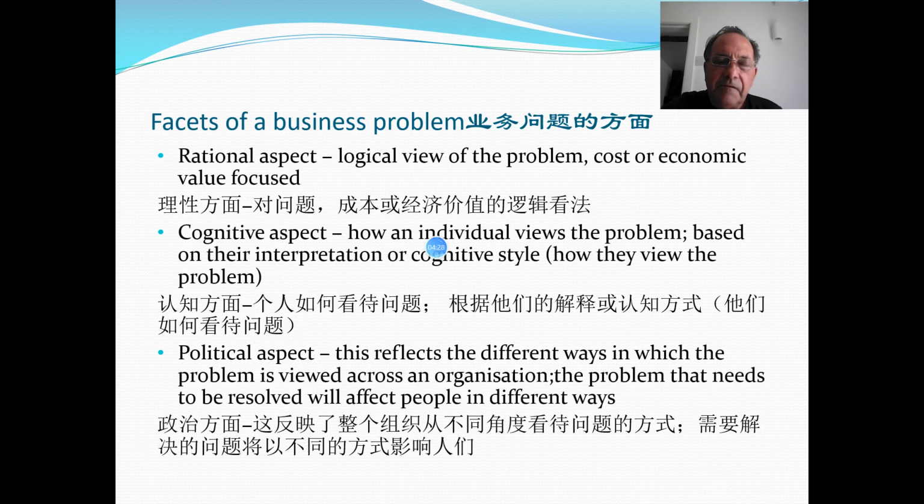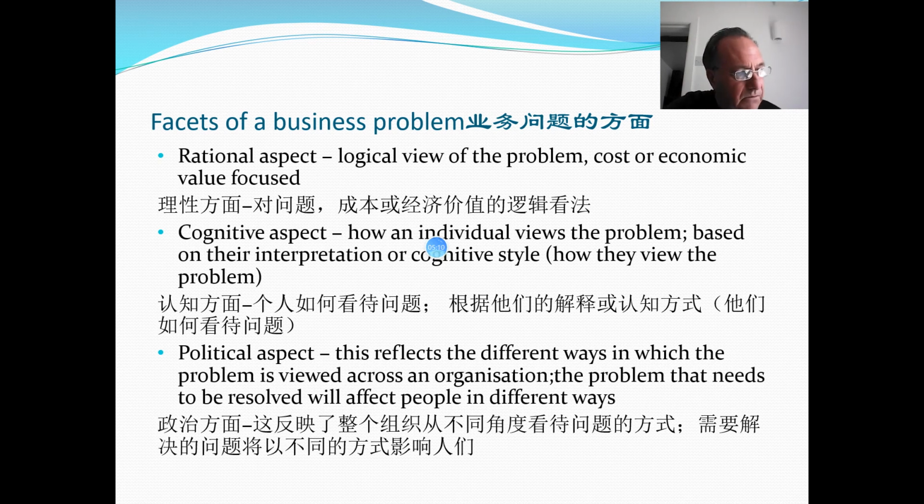So if we look at these different facets or aspects, a rational aspect relates to the logical view of the problem, which can relate to the cost or economic value linked to the problem. An example of this would be a project carried out this year for Ruskin Museum, and they're interested in developing a retail shop. This retail shop really was designed to provide them with an increased source of revenue. So if we were to look at that project, you could see that the rational aspect of that project was linked to the economic value or the revenue that would bring to them.